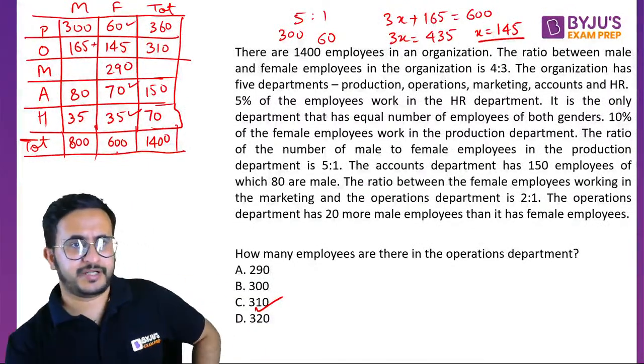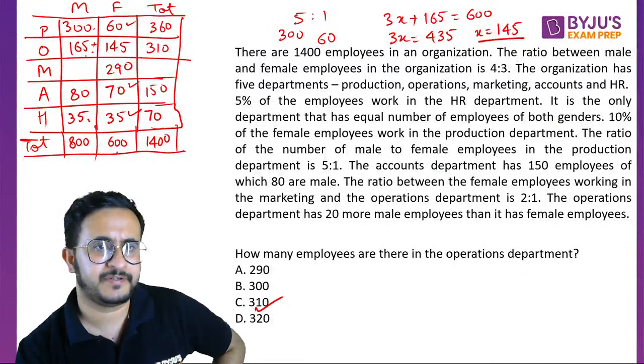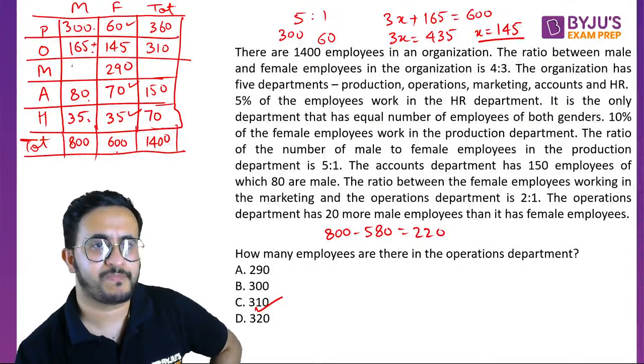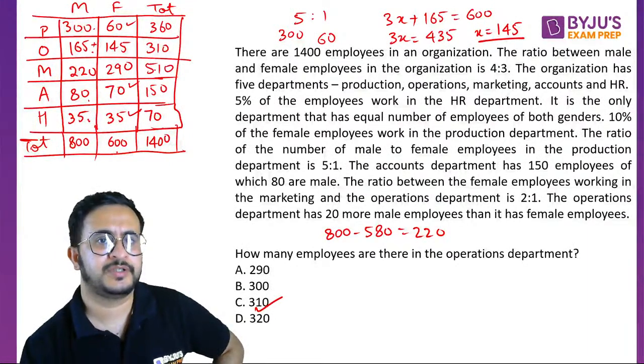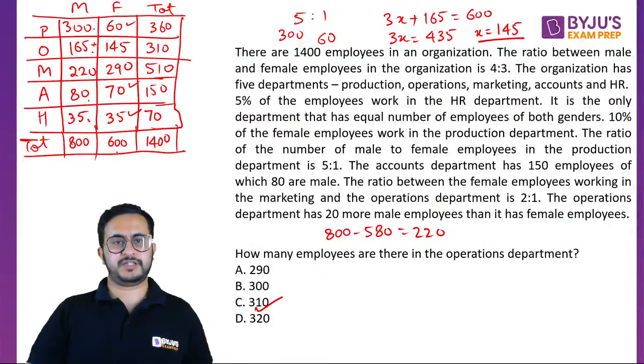Now let us also fill this value. We have to fill this. So 165 plus 35, 200, 500, 580. 800 minus 580, that is 220. So this will be your value here. And did you get this value? Have you got this table, same table?